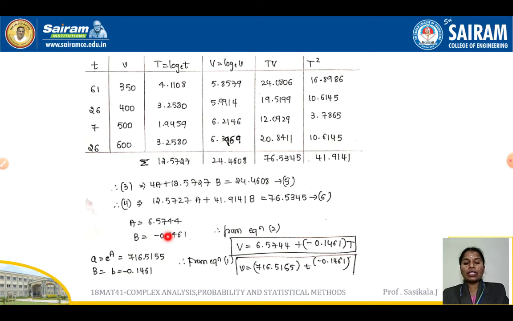But the actual question is supposed to be in terms of small a, small b. I have to convert, which is nothing but small a is equal to e to the power of capital A, because it was taken for log a. So apply the exponential, log and exponential will get cancelled. A is equal to e power A, which is 716.5155. And B value as it is, minus 0.1461. Substitute into the given required form, and you can get a proper curve fitting equation for the given data.